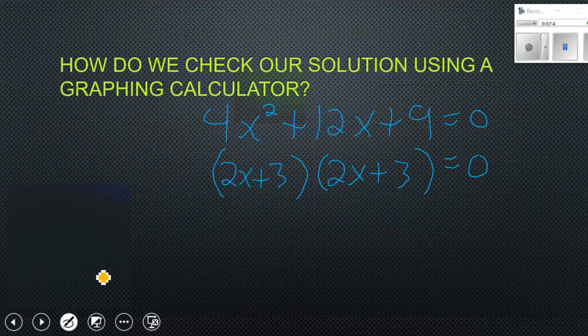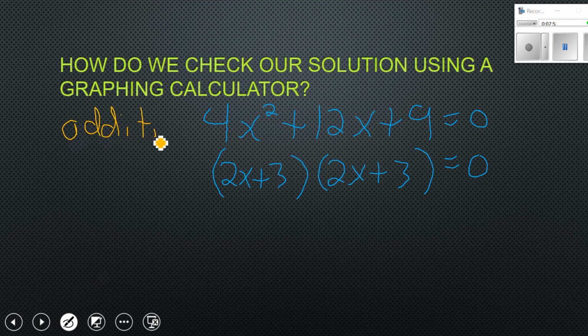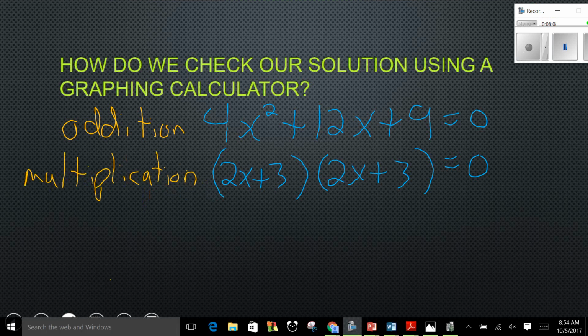Okay, so what we want to do is, first of all, before we go any further, I just want to point out that we have two different versions of the same equation. So I want to call this the addition version. We're adding terms together. And this one is the multiplication version. So we turn an addition problem into a multiplication problem. So we have two versions of the same equation.